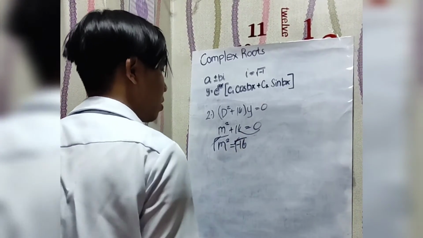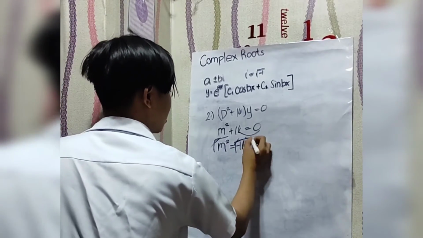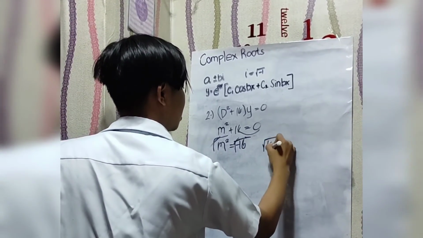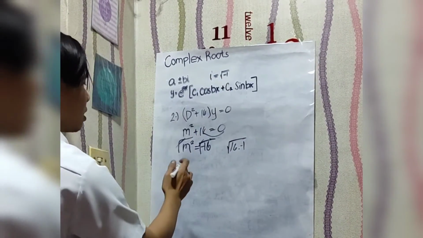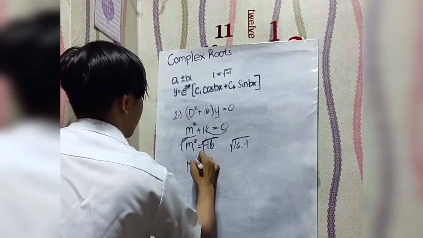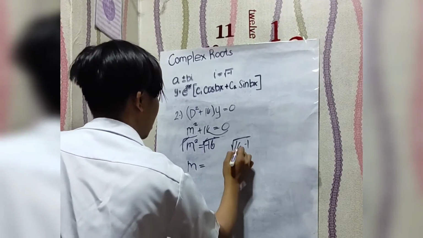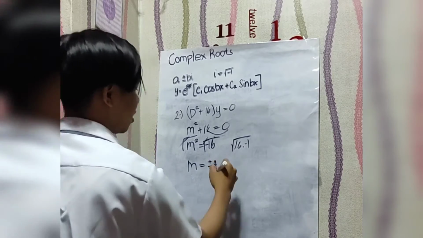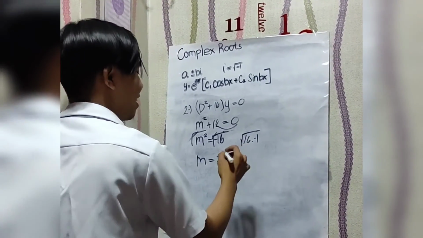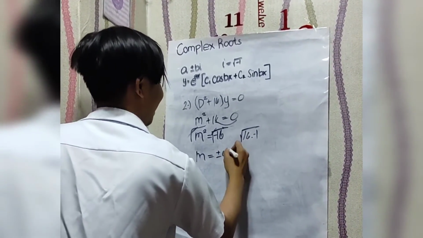Tulad ng ginawa natin kanina, same siya as 16 times negative 1. Yung negative 1 nga natin is i. So, m is equals to square root ng 16, which is plus minus 4, ayun yung 4 kanina kong nababanggit, times i.